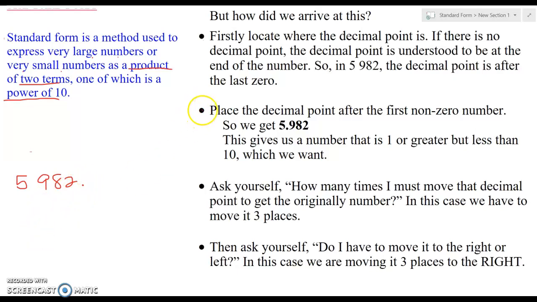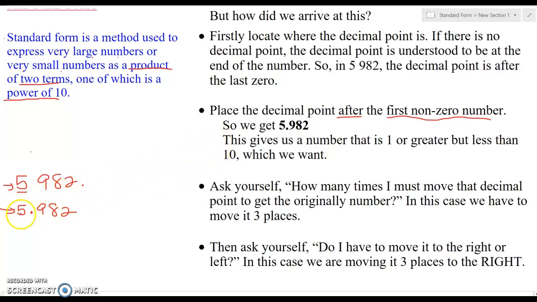The next step, step 2, says place the decimal point after the first non-zero number. What is a non-zero number again? A non-zero number is a number that is not zero, plain and simple. So our first non-zero number is 5. So you're going to place the decimal point after the 5, and you get 5.982. Good. So we have the first part down.